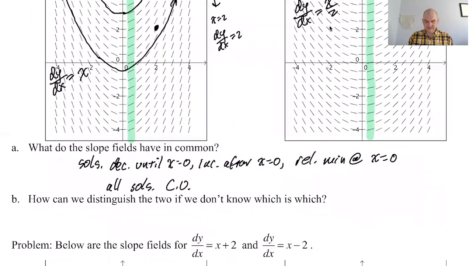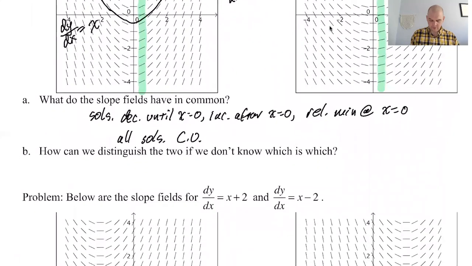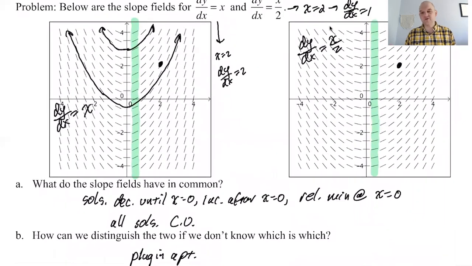But if you cannot tell which is which, pick a point. Plug a point into both of them, and it should clear it up. If it doesn't, pick another point. If that doesn't, pick another point. Keep picking points, because these are very similar. Sometimes you can look and see that a point in the second quadrant on one of them gives you negative slopes, and a point in the second quadrant on the other gives you positive slopes. Then it's very clear which is which.